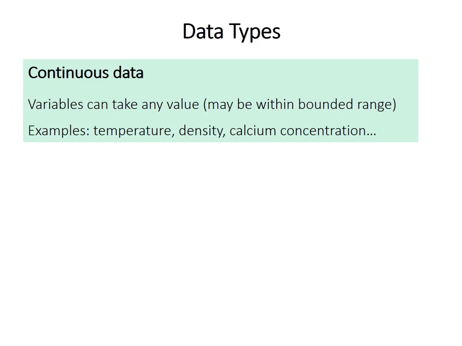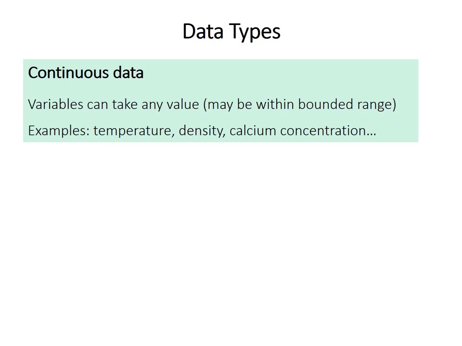So when choosing an appropriate statistical test, the first thing you've got to determine is the type of data that you're working with. There are two main types. Often you'll have what's called continuous data, where the variables can take any value. The range might be bounded, but the measurements can be any real number within that range. For example, temperature or density or calcium concentration are all examples of continuous data.